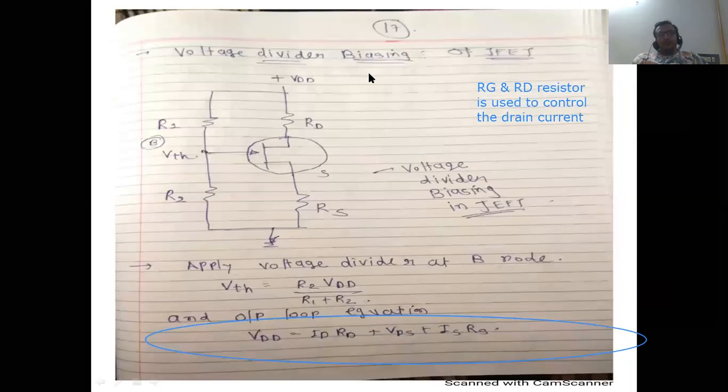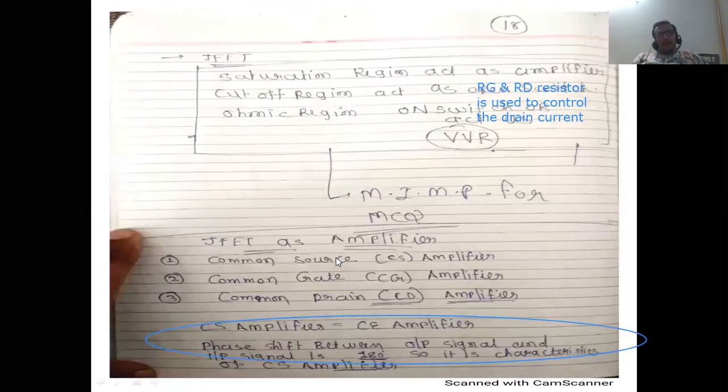Now see this. It is the most important, related to GTU examination. Voltage divider biasing of JFET. So in voltage divider, R1, R2, RD, RS. Here negative terminal introduced. So VTH equal to R2 into VDD divided by R1 plus R2. Obviously, voltage across resistor 2 divided by R1 plus R2 into supply voltage VDD. VDD equal to IDRD plus VDS plus ISRS.